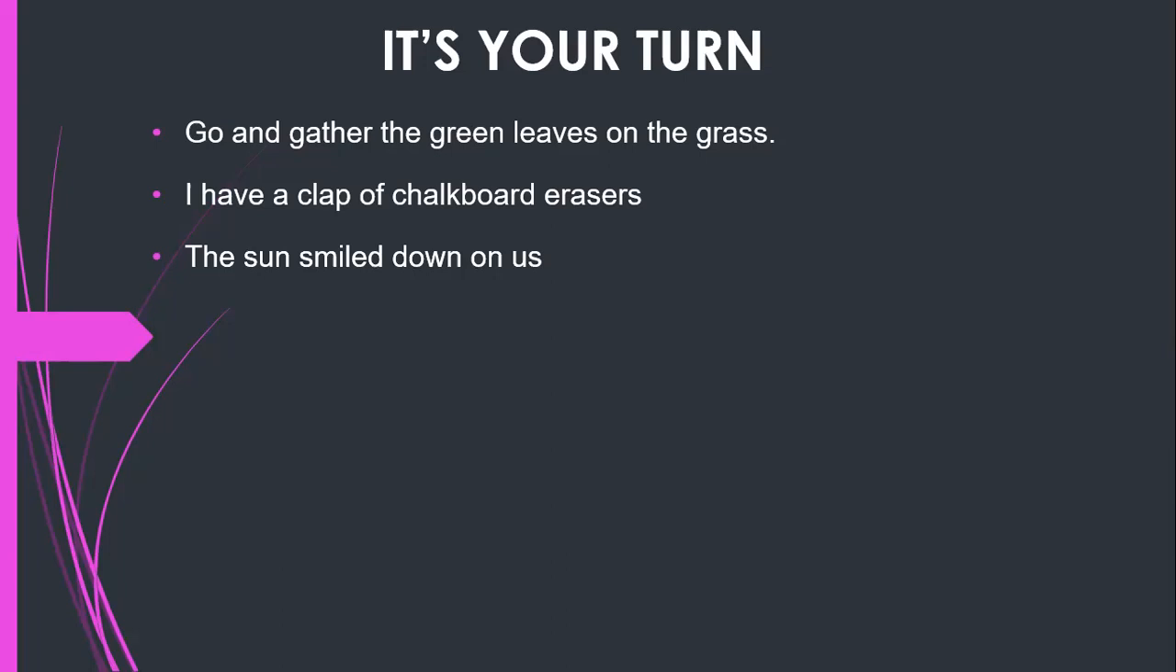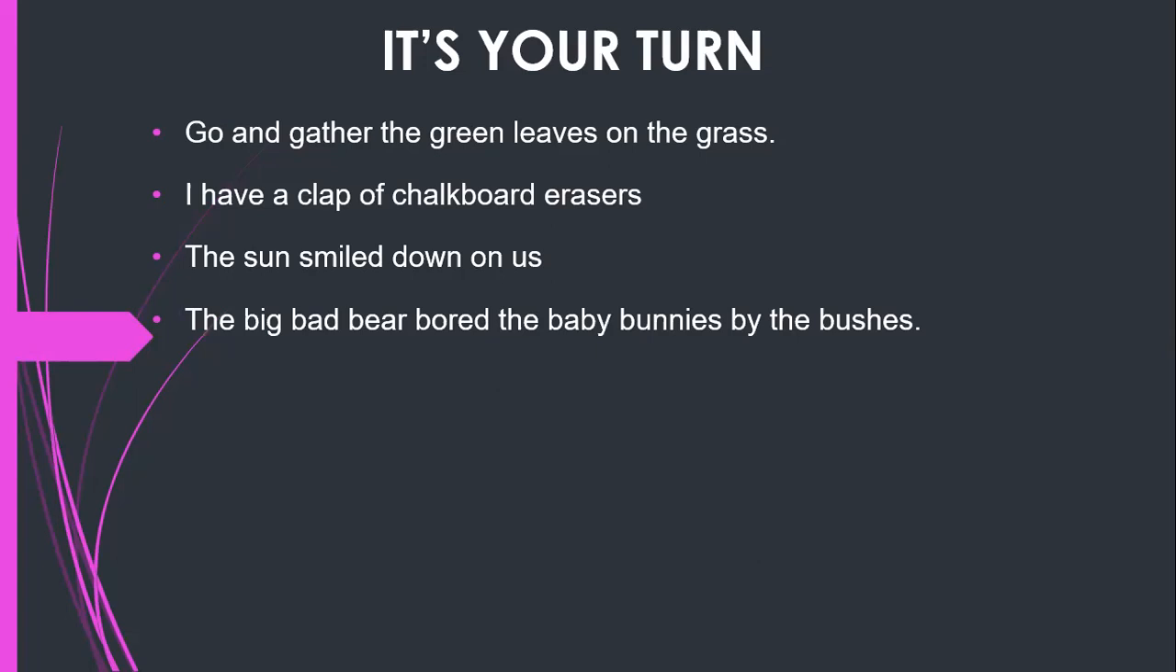The sun smiled down on us. Who could smile? A human being or a non-human? So what is it? Is it the example of metaphor, simile, or personification? The big bad bear bore the baby bunnies by the bushes.